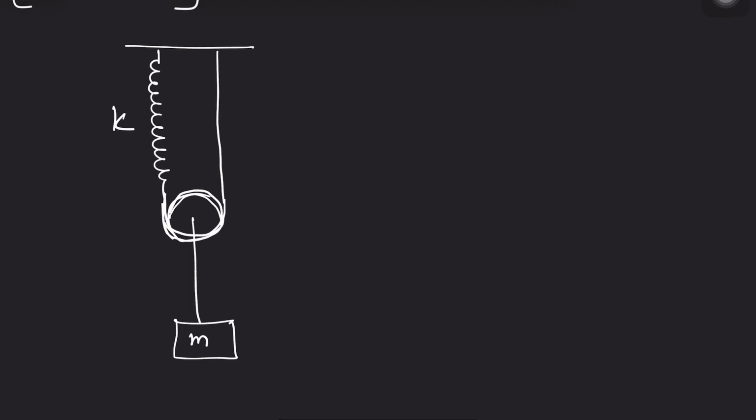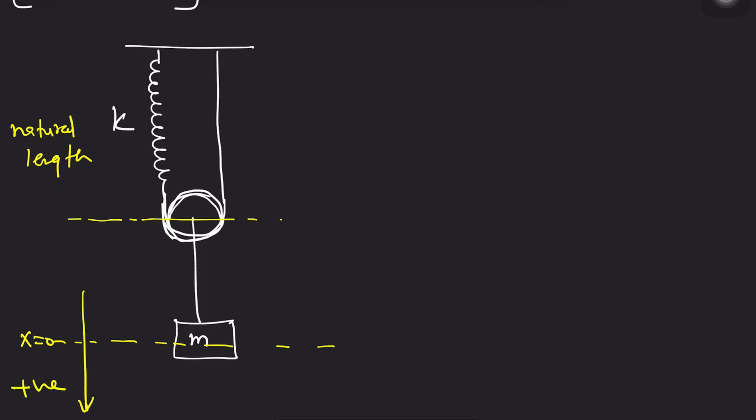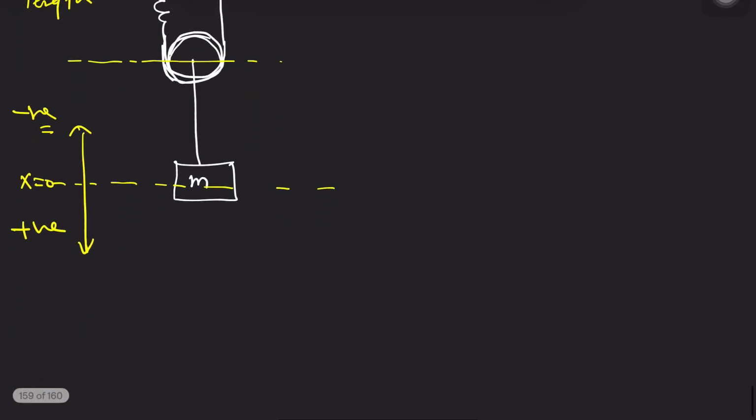So let's see. The first thing that I have told you is to take the spring at its natural length, and consider the position of the block at that moment as your origin. Downward we are taking as positive, and upward movement we are taking as negative, as a sign convention. Now we will displace the block by a small displacement downward, because we are taking x as positive. So let's say we have displaced the block by x downward.